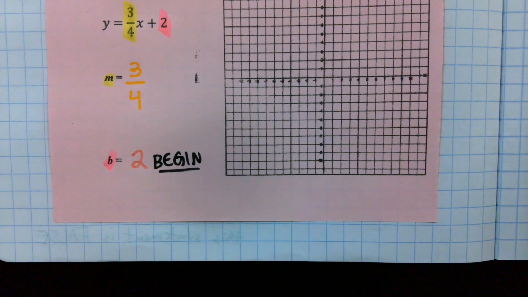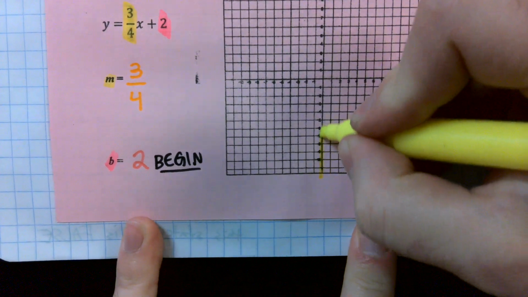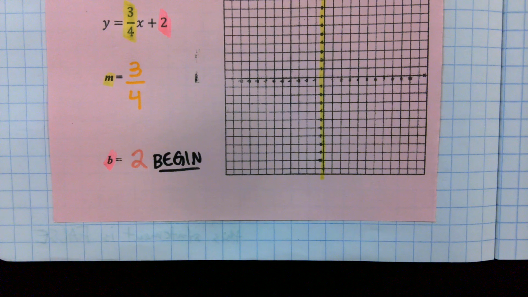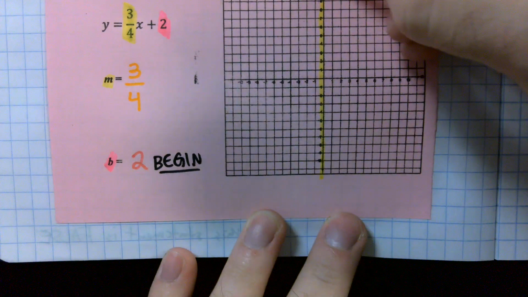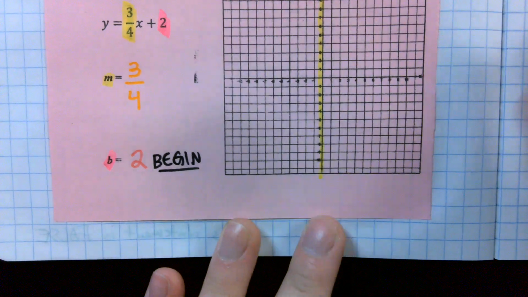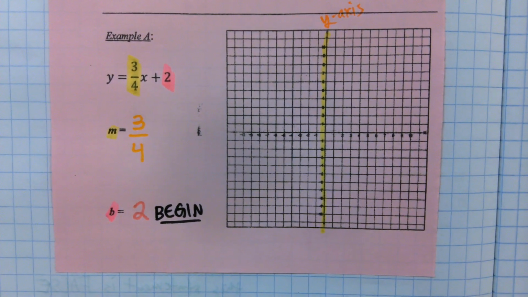And then in whatever color, it doesn't matter, I want you to highlight your y-axis. So here's my y-axis. I'm going to highlight it, because that's the line I'm looking for to plot my b. That's where I begin.